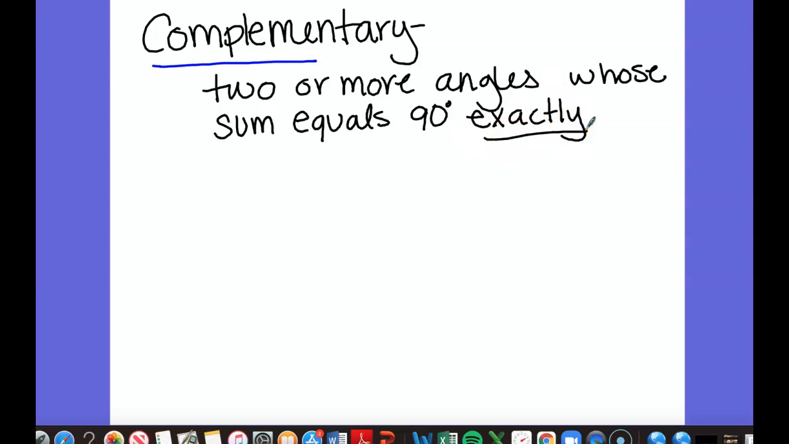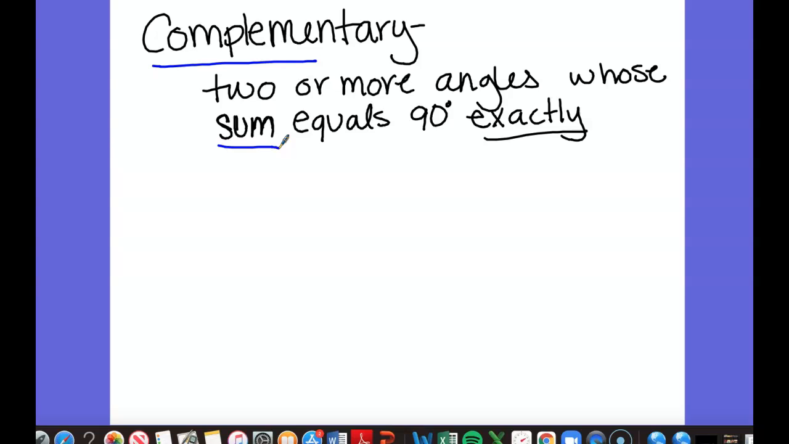Okay, some important things to know about this definition is it says two or more angles. So don't write this down, but this is a right angle. It is not a complementary angle though, because that is just one angle. So it has to be two or more angles whose sum is exactly 90 degrees. Now, some other keywords that we have in here is sum. What does sum mean? Sum means addition. So when you add up the two angles or more, they equal 90 degrees.